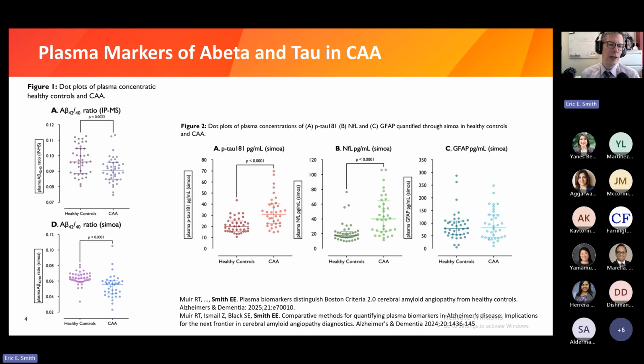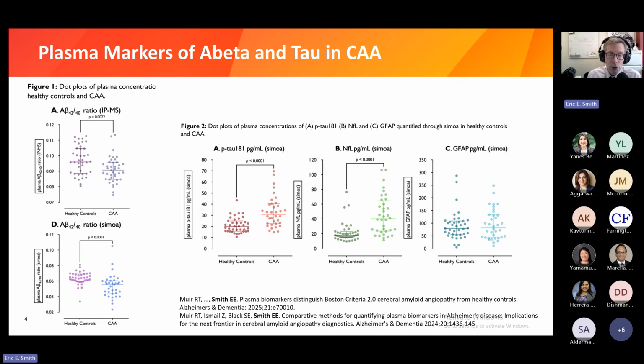The challenge with the plasma markers, of course, is that this profile overlaps with the profile that you see in Alzheimer's disease. So it looks like we can separate CAA from controls, but we don't know the extent to which the signal is driven by AD accompanying CAA or AD without CAA. So one of the active areas for my research group is to try to find markers in CSF and plasma that can discriminate between AD and CAA, which is a more challenging problem.